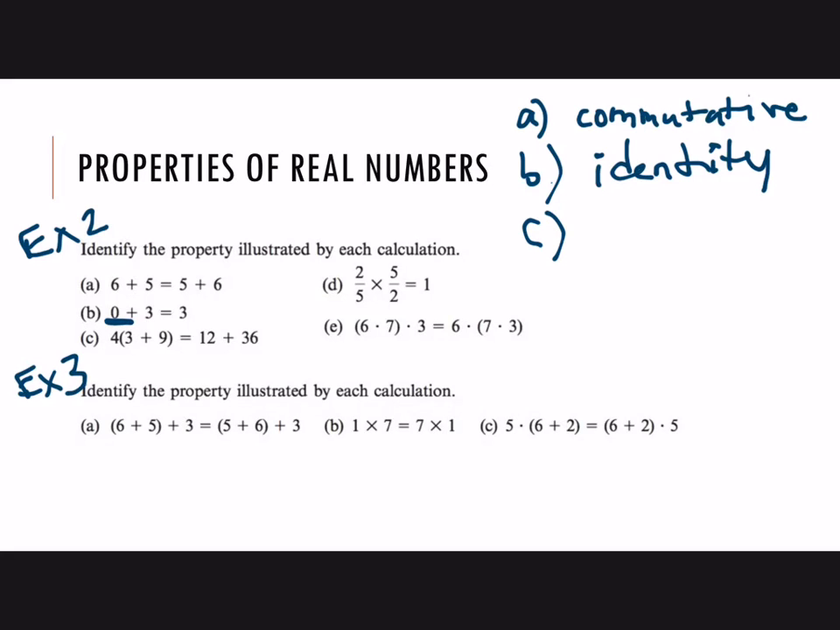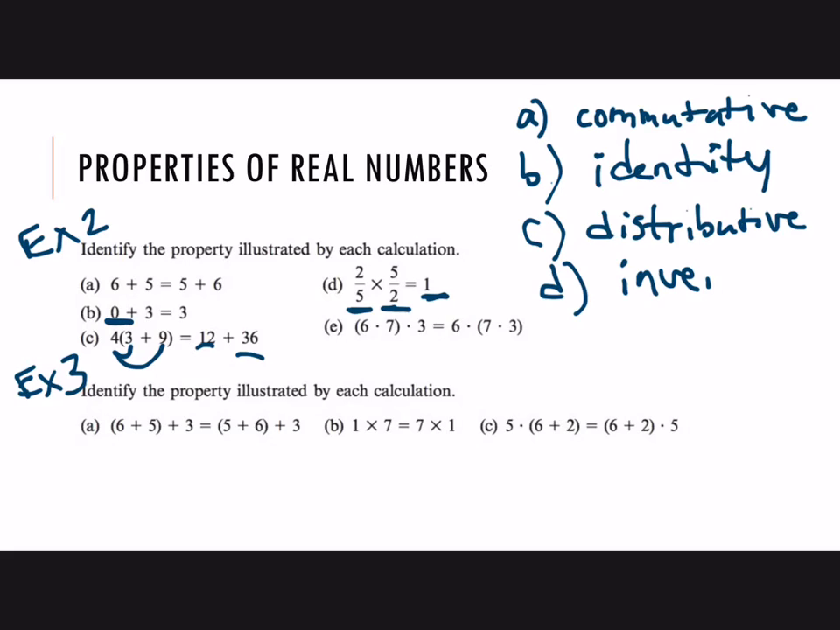In C, what's been done here? Well, we got a 12 and a 36 by multiplying 4 times 3 and 4 times 9, so that's the distributive property. And then in D, 2/5 times 5/2 equals 1. If you get an answer of 0 or 1, be thinking inverse property. We've taken a number, 2/5, multiplied by its multiplicative inverse, and we know that always equals the identity 1. That is the inverse property.